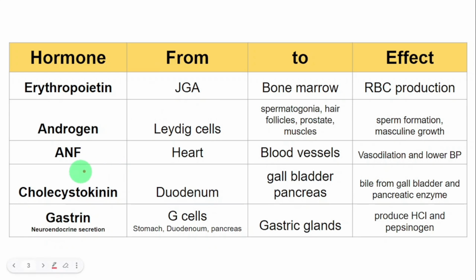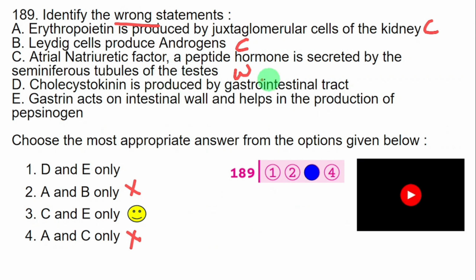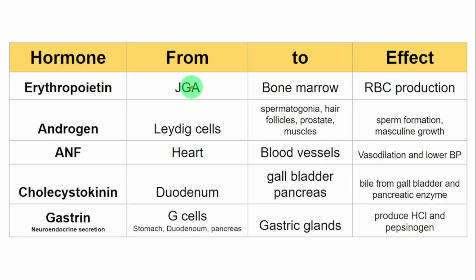Then next one is ANF. Let us read the statement. Atrial natriuretic factor, a peptide hormone, is secreted by seminiferous tubules of the testes. Now this is incorrect. It is secreted by the heart. So tell me, if this is your heart and there are 4 chambers, which chamber receives venous blood, or the blood coming from the body? It is the right atrium.